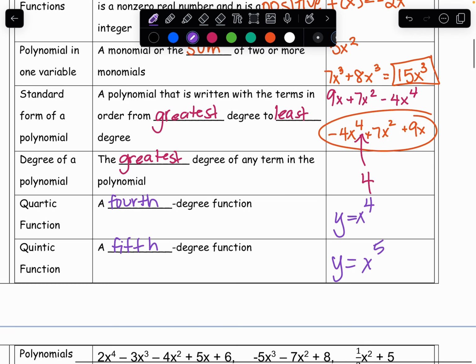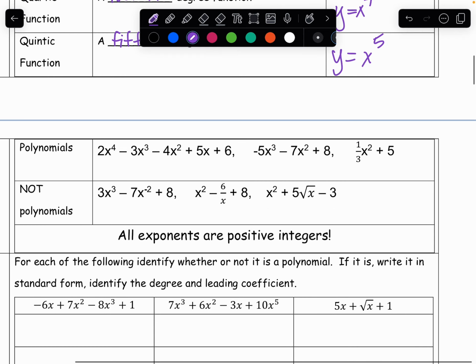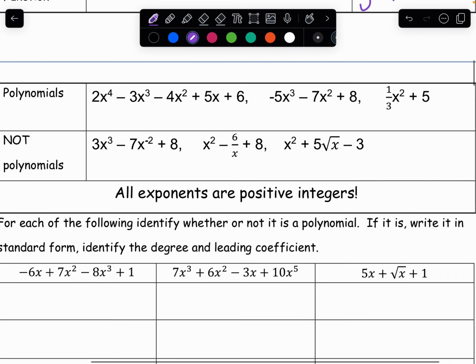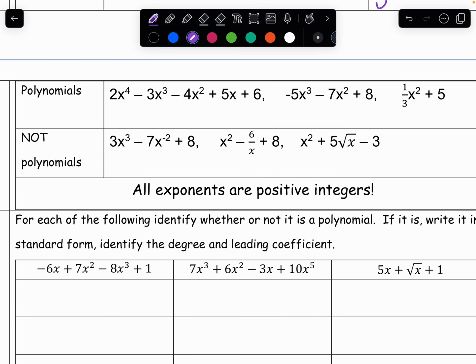Okay, so now we're going to go on to the next page. It still falls into this definition area. It's just talking about the difference between a polynomial and a not polynomial. The big thing with a polynomial is that all exponents have to be positive integers.